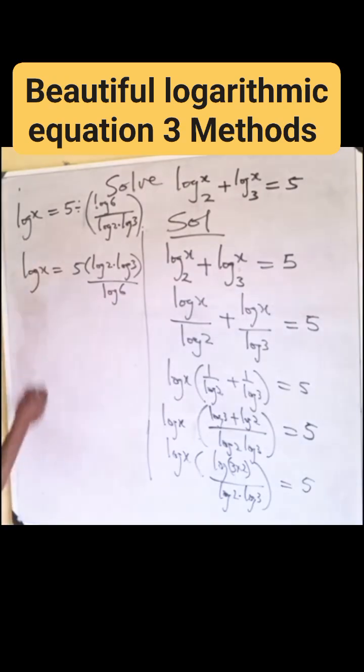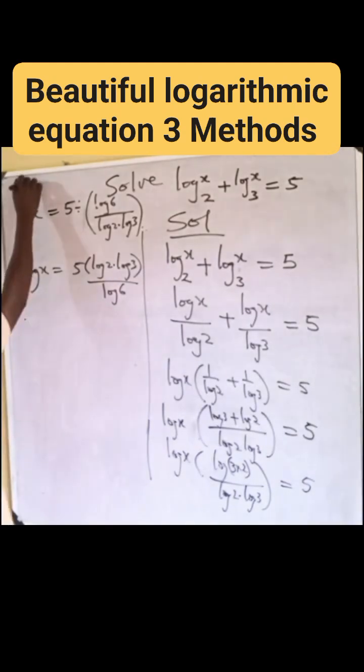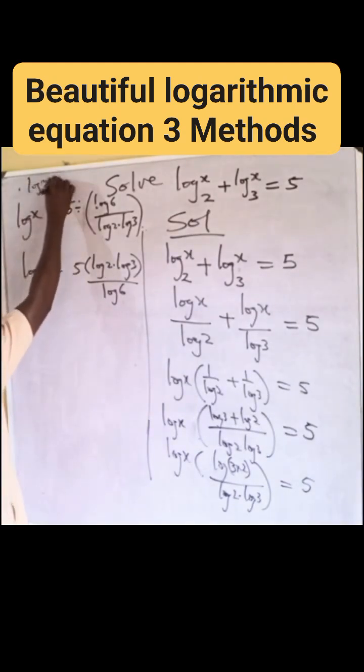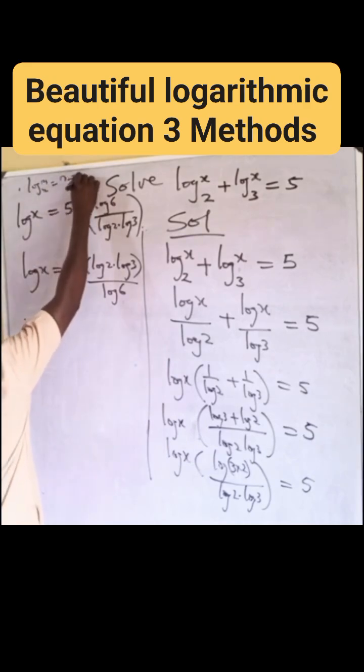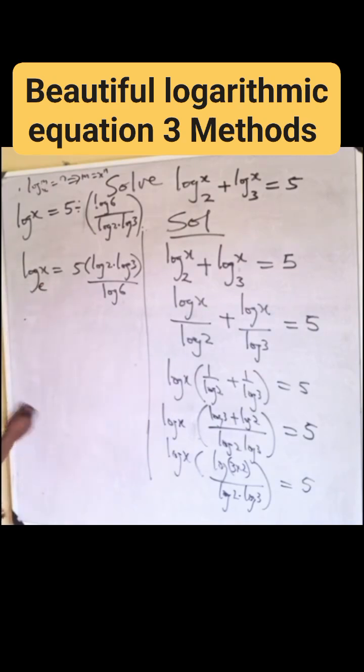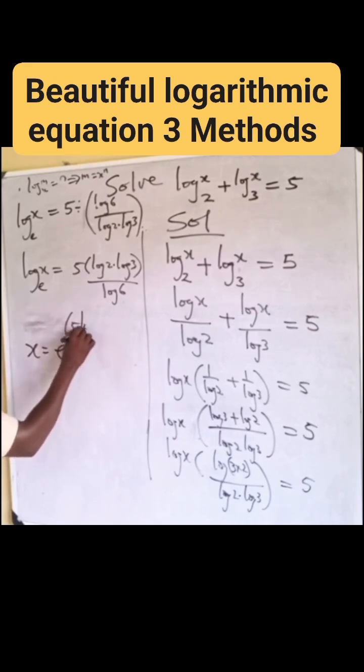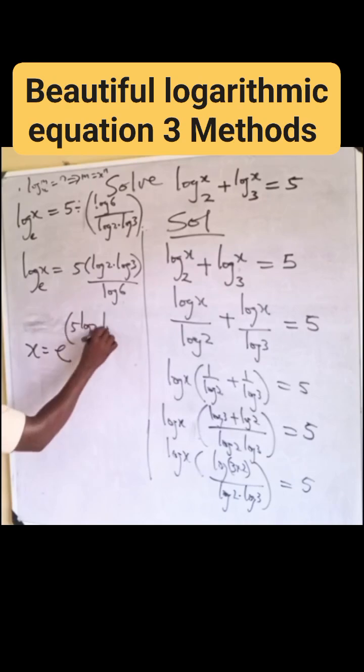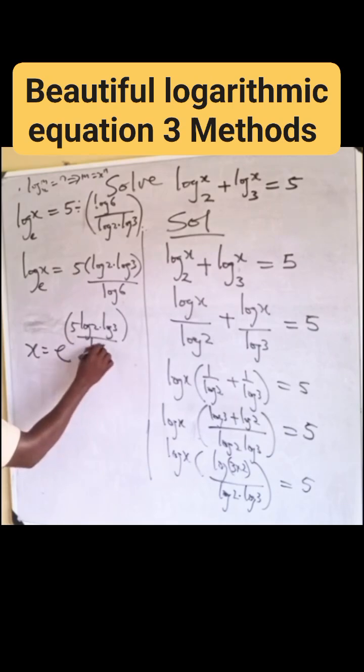So you can see that this is a natural log. Therefore, for our x, I'm going to apply a law which says if you have log m base x equals n, this implies m is equal to x to the power of n. The base here is e, but there is no base written, so that is the natural log. So our x will now become exponential, the power of exponential 5 times log 2 times log 3 divided by log 6.